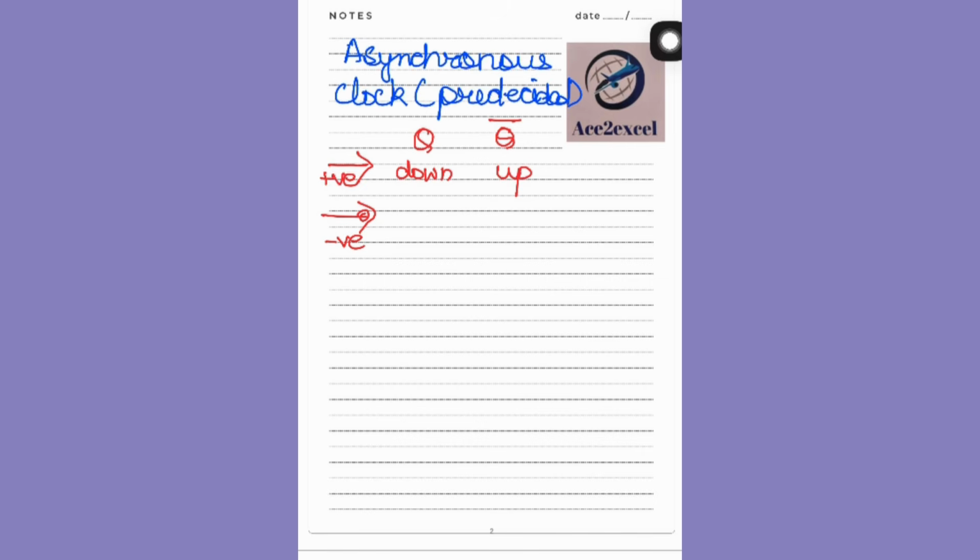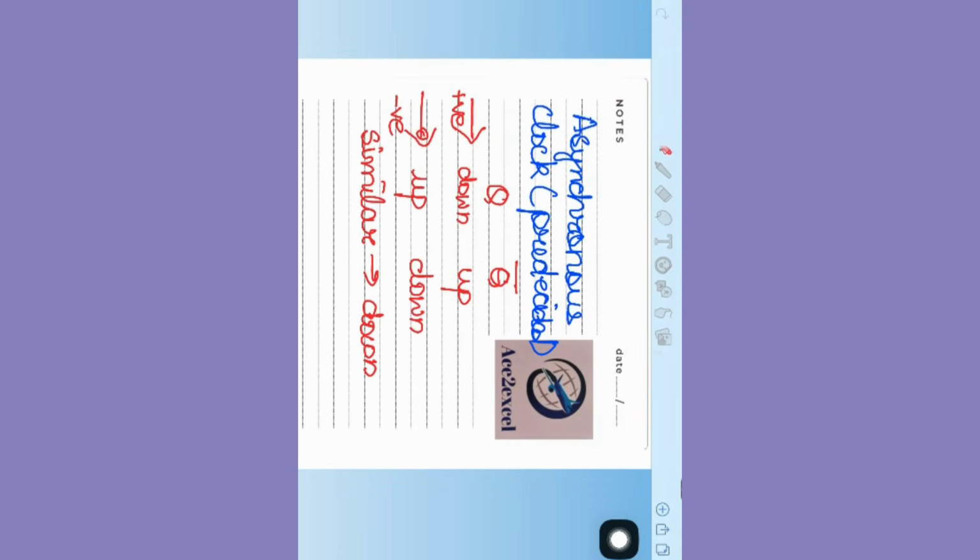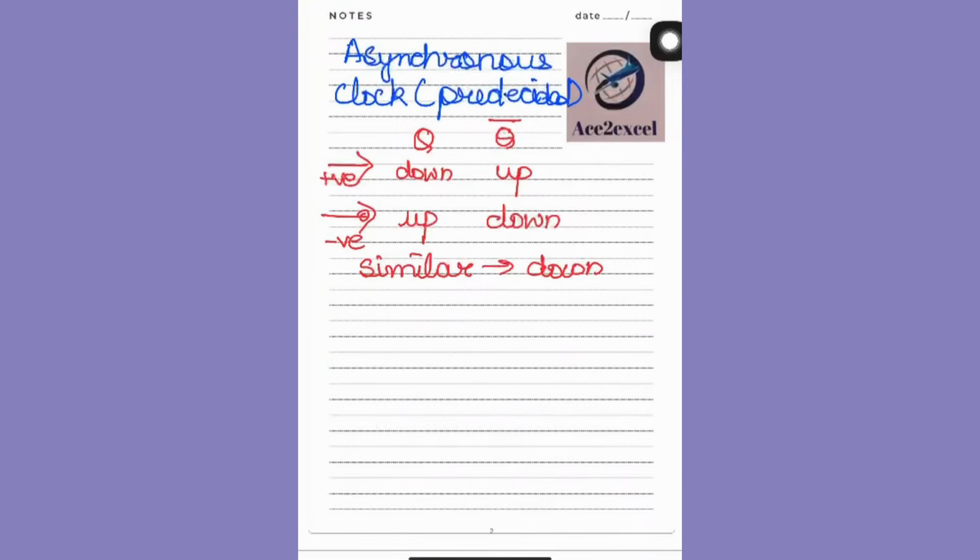Second thing, when it is negative clock pulse, negative with positive makes up counter, negative with negative makes down counter. To keep in mind, as a ready reckoner, if it is similar type, it is down counting, while if it is different type, it is up counting.